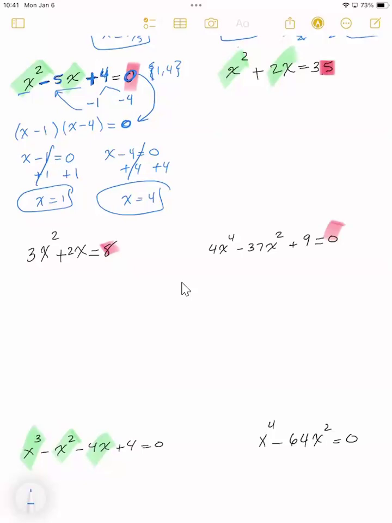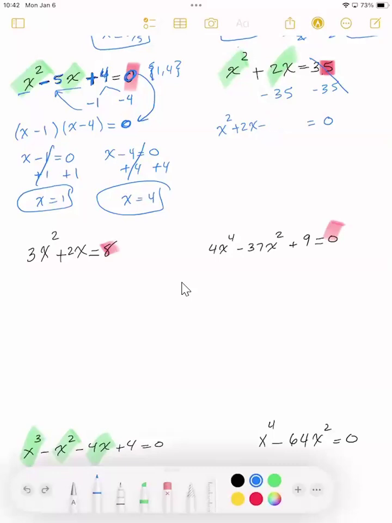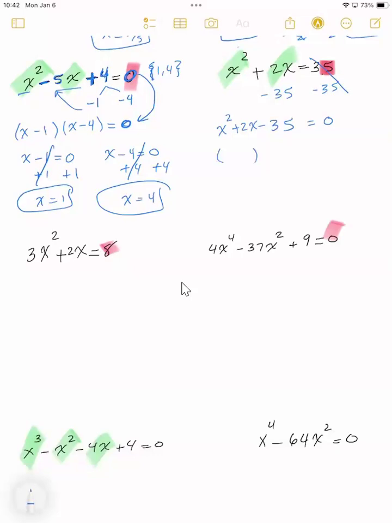Let's solve this one. We have a 35 that we need to get rid of. Subtract 35 from both sides. We get 0. So again, we have a trinomial. And we do have our 0 here. So you must have 0 when you're solving equations that have more than one x term. And this is a trinomial.